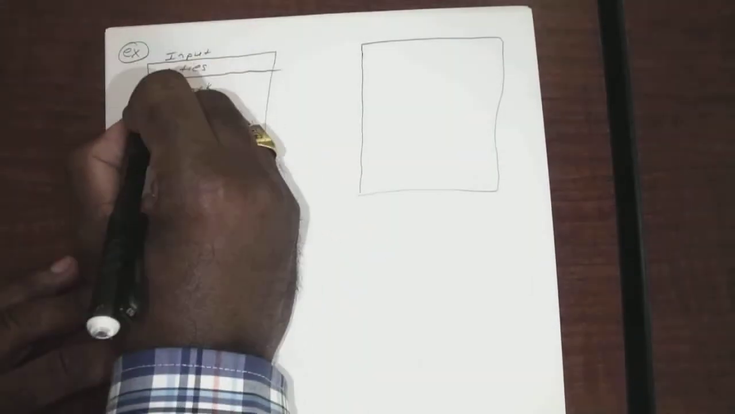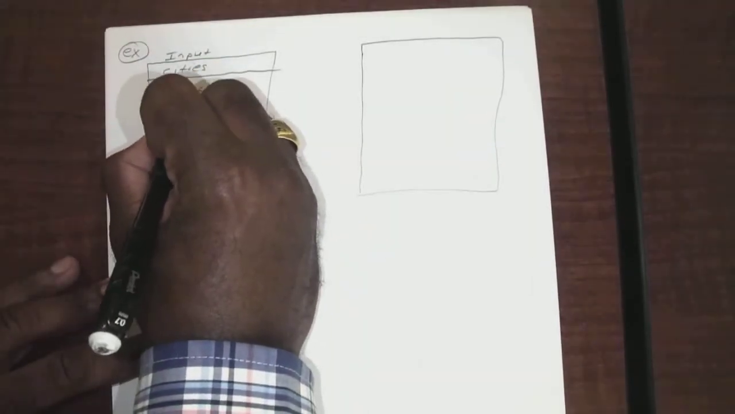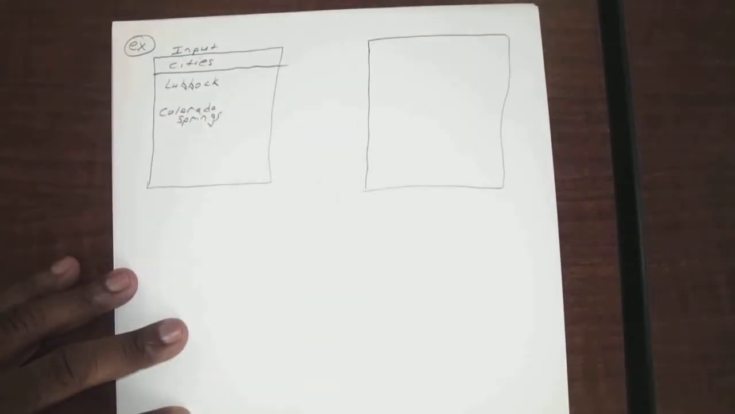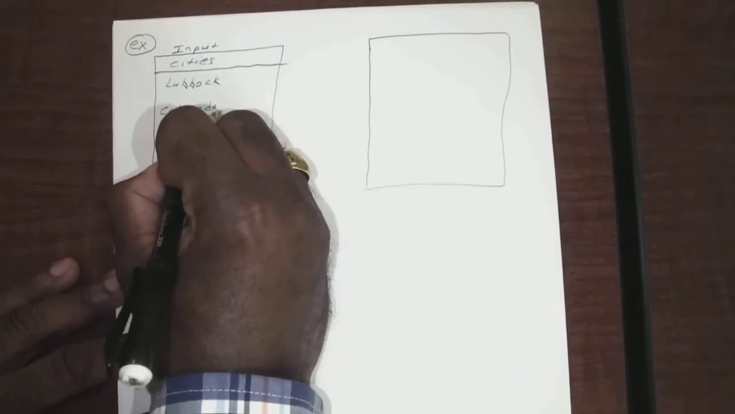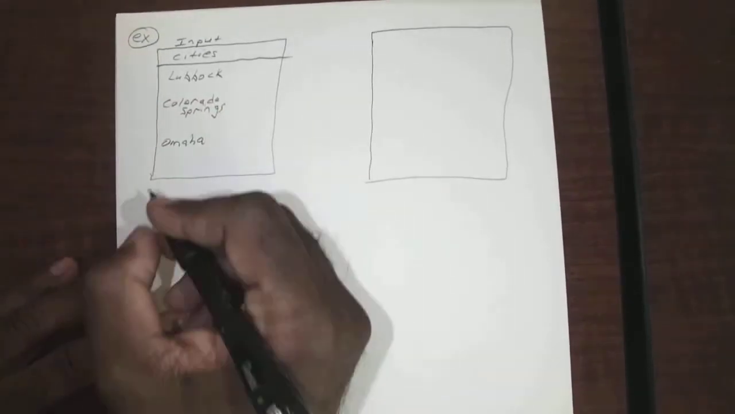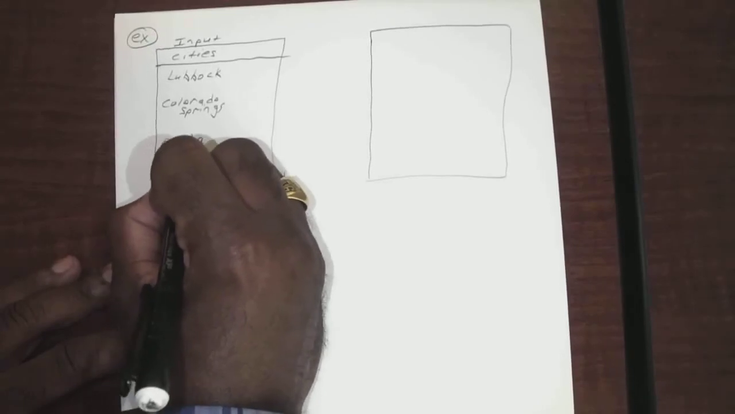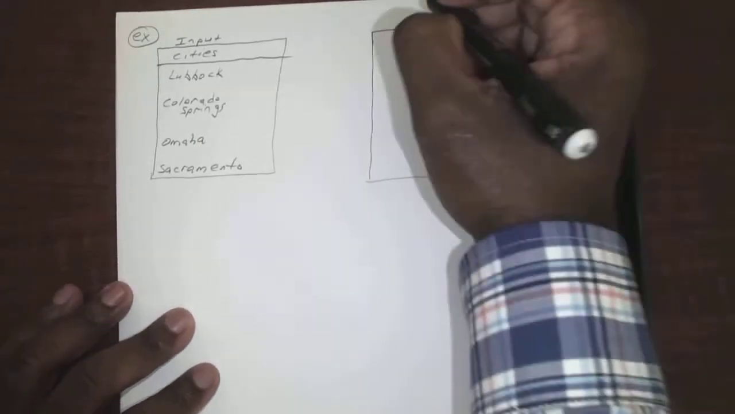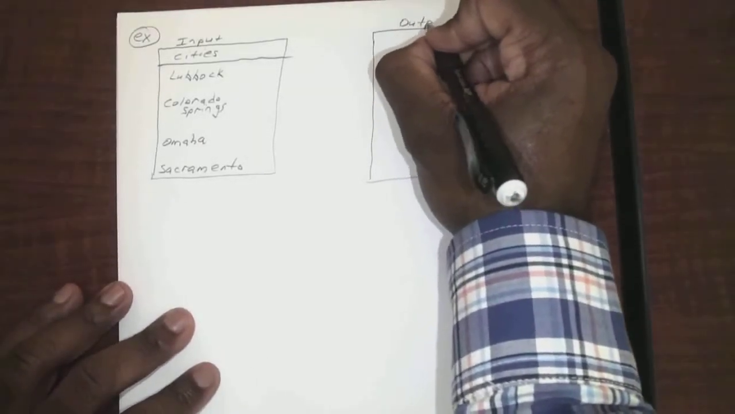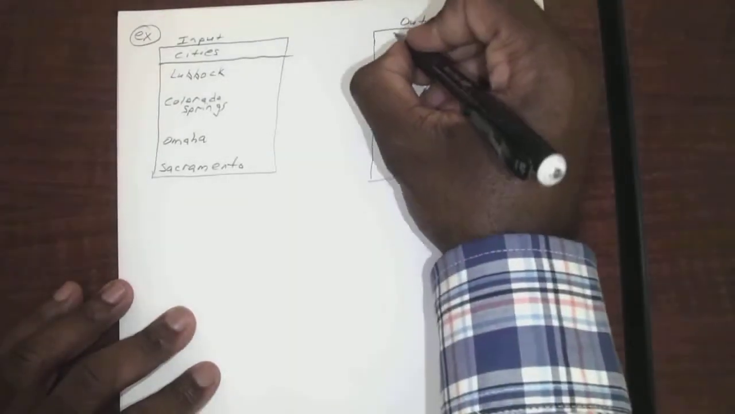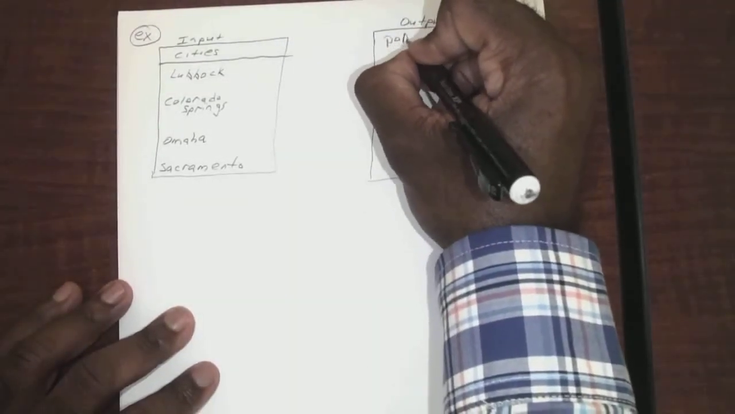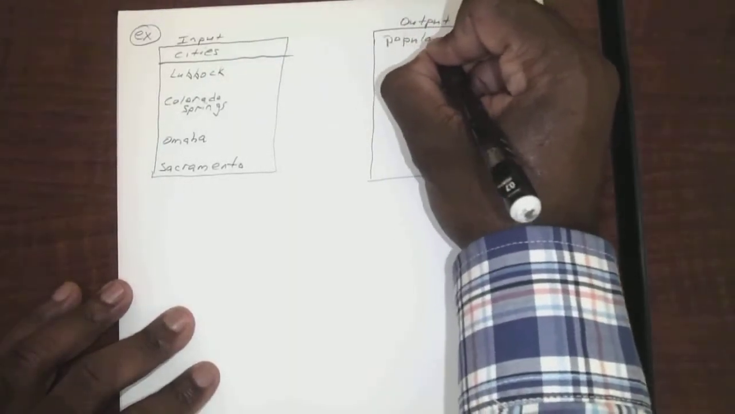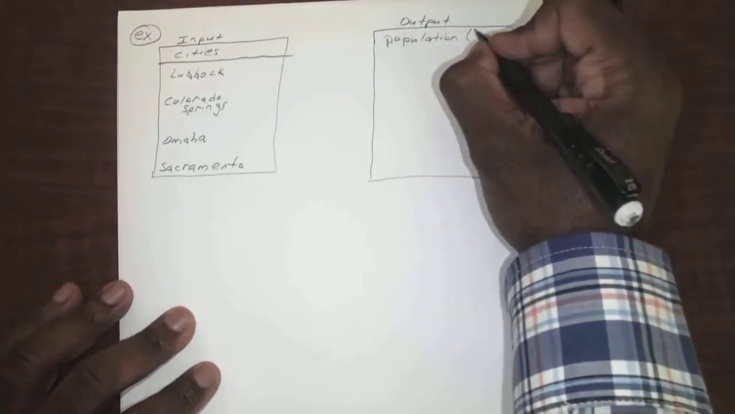Okay, let's say we have Lubbock, Colorado Springs, Omaha, and let's say we have Sacramento. Okay, and let's say we have our output, which in this case would be population, which is in the thousands.